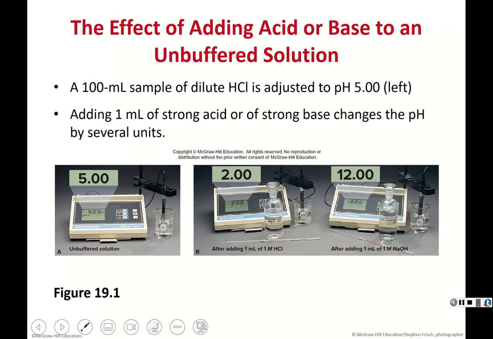And here we see just an example of how a buffer could be used. If you have a 100 milliliter sample of dilute hydrochloric acid, you adjust it to pH 5 on the left, and then you add 1 ml of a strong acid or 1 ml of a strong base to it, and you see that the pH changes a great deal, right? If we add a strong acid to it, it goes down to 2. If we add a strong base to that, it goes up to 12, right? So that's a big jump, 5 to 12, just by adding 1 milliliter to 100 milliliters.